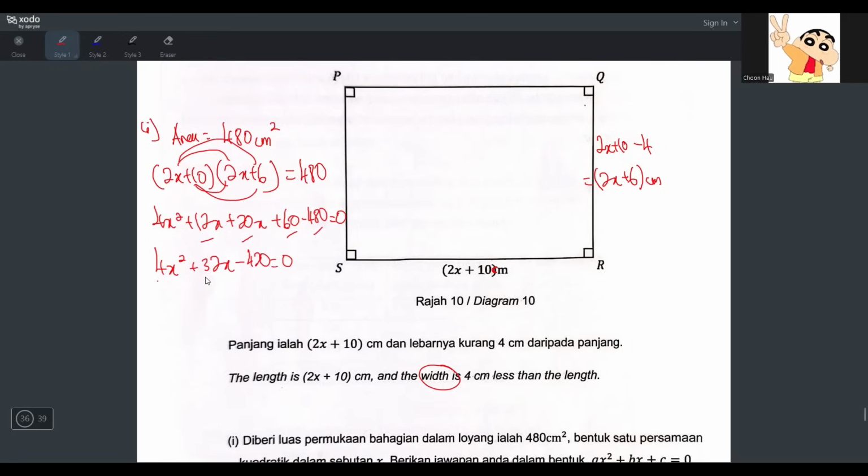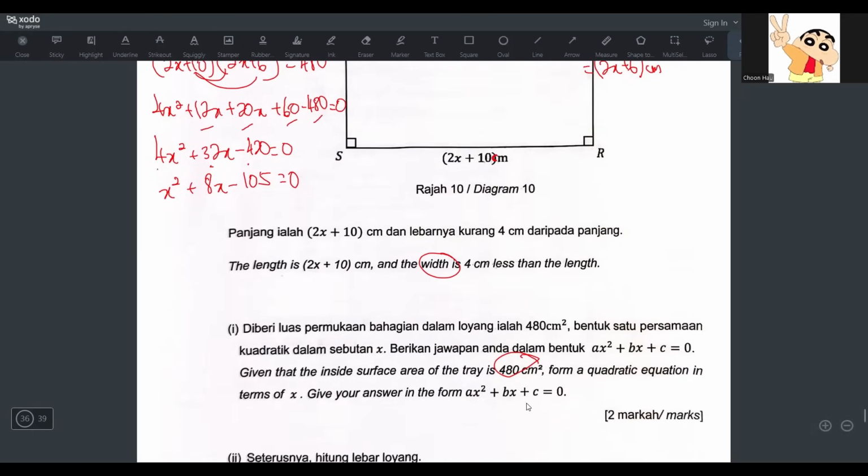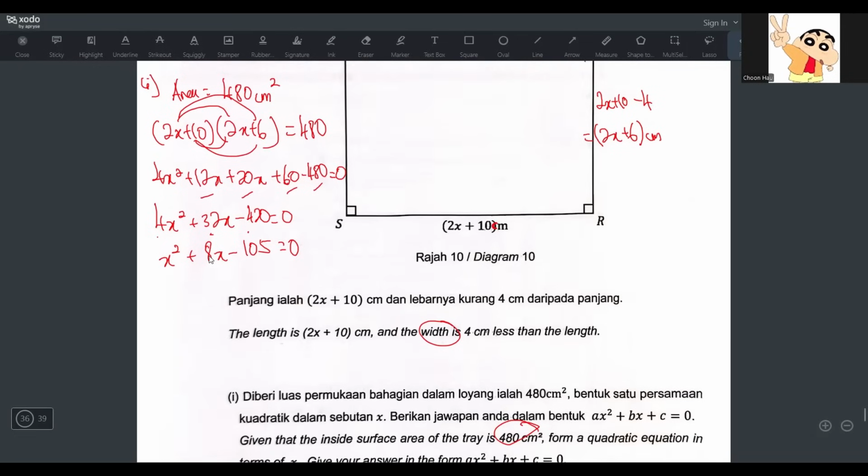Okay, but I realized all these numbers can simplify. 432 and 420. Semua nombor ni can divide by 4. So divide 4x squared, divide 4 8x, divide 4 105. So yeah, there you have it. That's the answer. I don't think you have to solve for x because the soalan says give your answer in the general form. So this is already the answer. Jangan tak payah cari x.